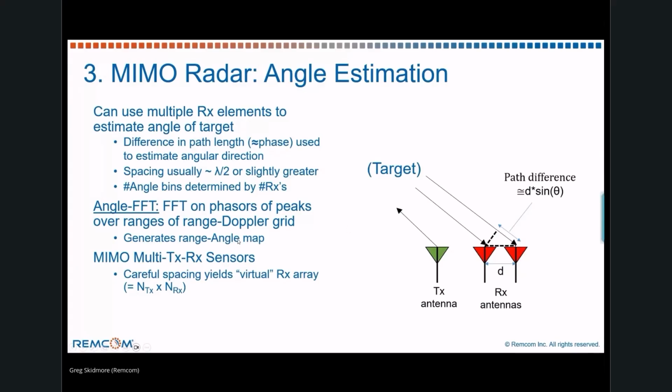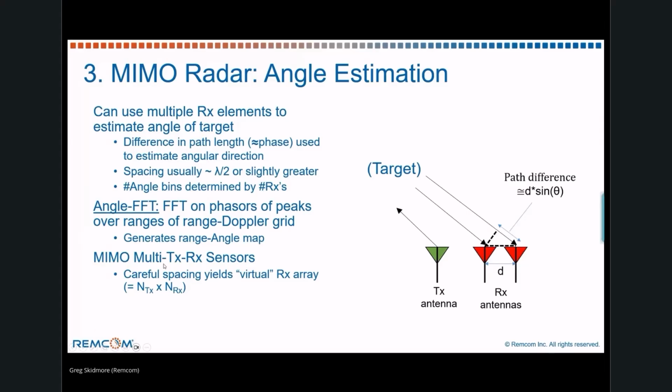And with the results that we get, we can then perform a third FFT. This will be across the range Doppler results, looking at phasors of the peaks across the ranges, and that allows us to then generate a range angle map. There are other ways that this can be processed, but this was one approach that we picked just to be able to show this angle estimation technique.